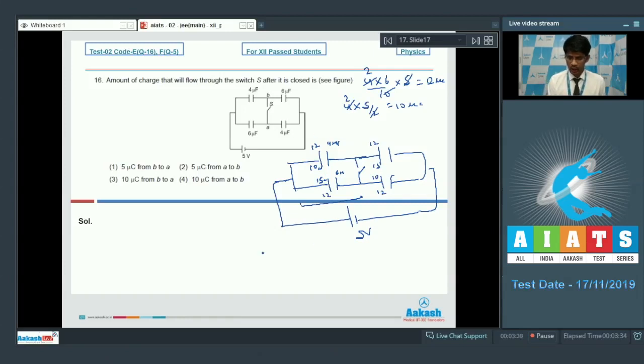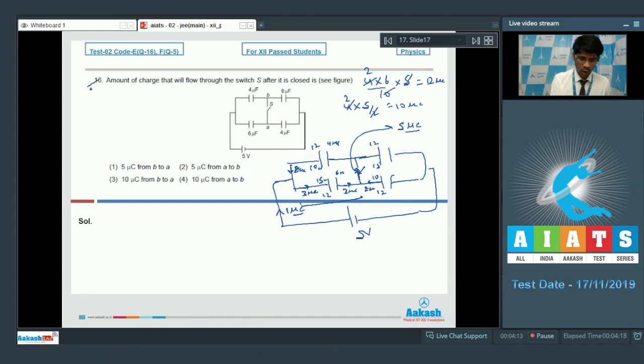Looking at this configuration now, the initial charge was 24 microcoulomb, and now it is 10 plus 15, that is 25. So effectively the battery must have supplied 1 extra microcoulomb of charge along this direction. Initial charge was 12 and now it is 10, so 2 microcoulomb of charge must have flown along this direction, and this was 12 initially and now it's 15, so definitely here it is 3 microcoulomb. So along this direction, here 3 and here 2, so definitely along this direction there would be how much? 5 microcoulomb of charge must have flown across the switch.